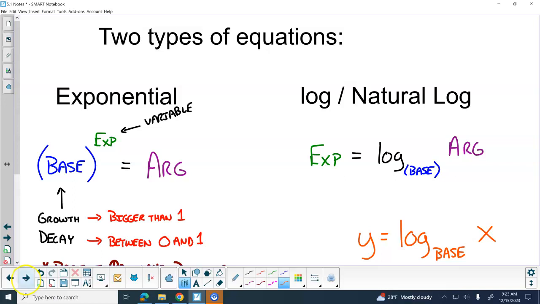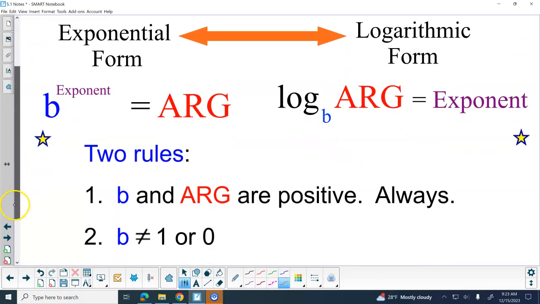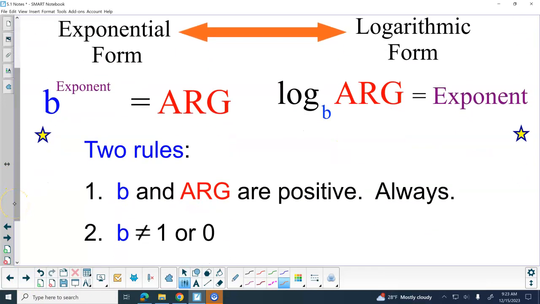forth between the base and the arguments and the exponents, or here in this one, whichever one you prefer. But this right here, with the 2 stars by it, needs to be memorized. It's going to make your life so much easier. Memorize that if we've got base to an exponent equals argument, that flip-flops over into exponent equals log of base of the argument.